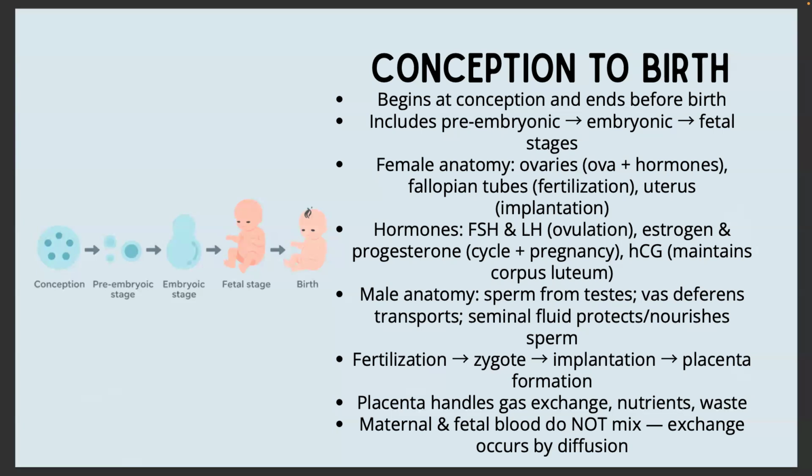The post-fertilization phase is when the embryo implants itself and the placenta begins to form. So the placenta is important for gas exchange, for nutrients, and for waste. Don't forget the amniotic fluid, though, is basically fetal urine, right? So that is not what we mean by waste in this case. Also remember that maternal and fetal blood do not mix, and the exchange is occurring just by diffusion. By doing this, it's going to protect the fetus and allow for oxygen and nutrients to pass through.